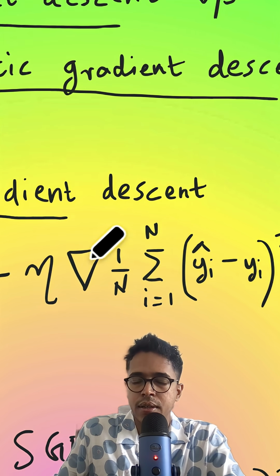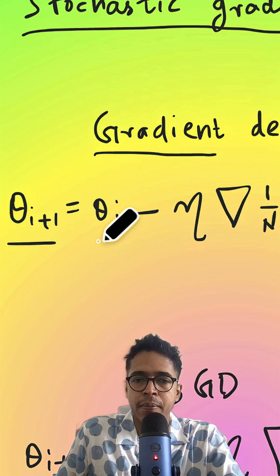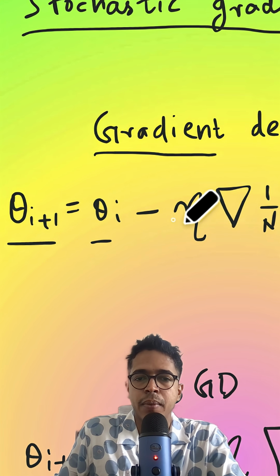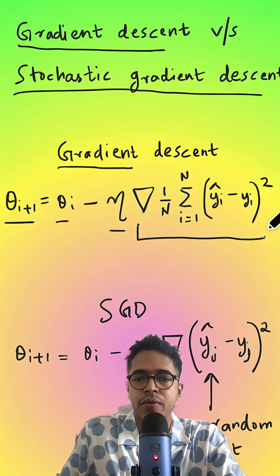network's parameters as follows. The new values of your model parameters equal your previous value minus the learning rate multiplied by the gradient of the loss function.